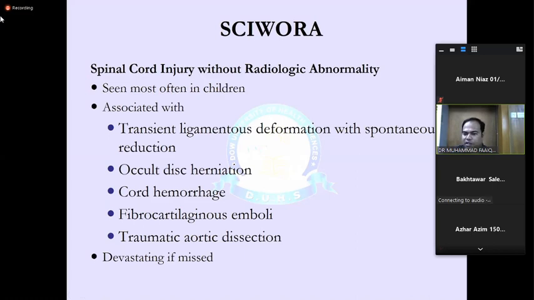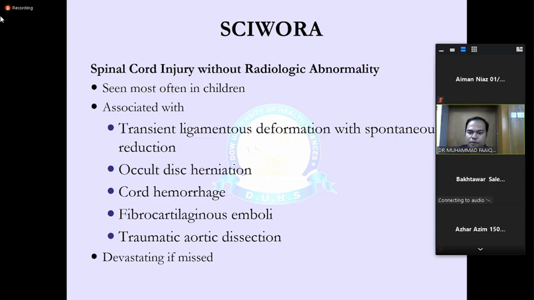Without radiological abnormality. It means in children, usually children may have spinal cord injury without injury of the spine, without injury of the bony element. The patient may develop spinal cord injury, not the spine injury. In children, you may see spinal cord injury without injury of the bony element.